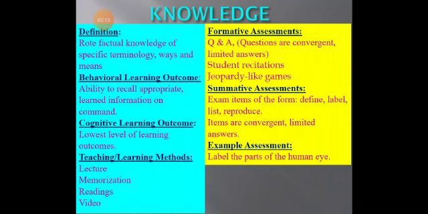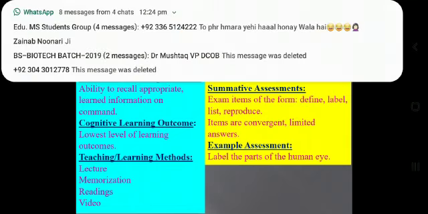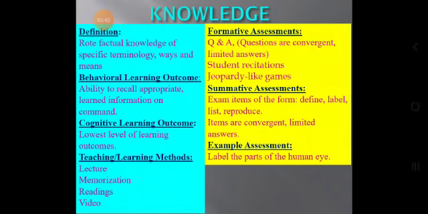Like here's a question: label the parts of the human eye. Similarly, what is this question? This question is asking the students to label the parts of the human eye. It means they have to memorize all the names of the parts of the human eye. If they forget any part to label, or forget the name of any part, it means they are not going to get the marks for it.